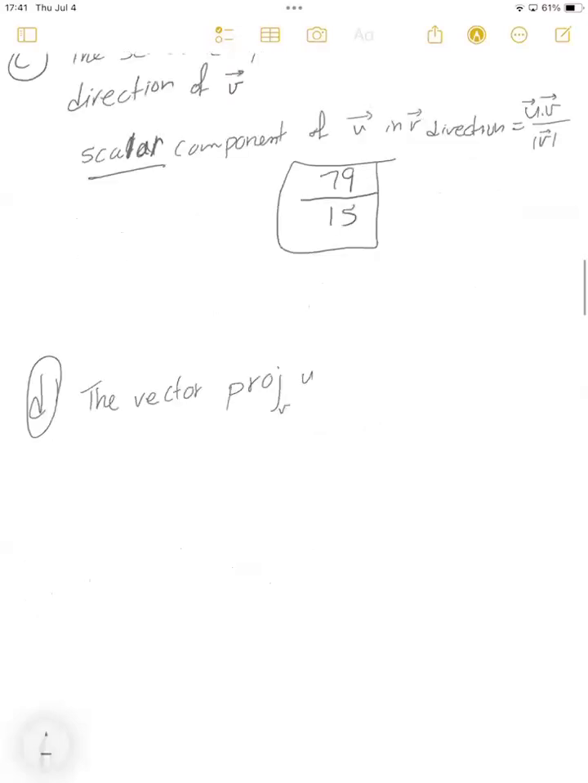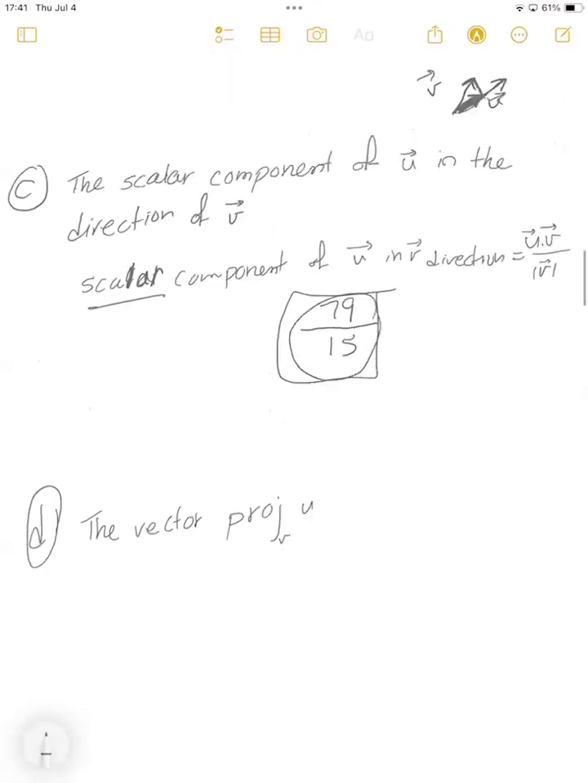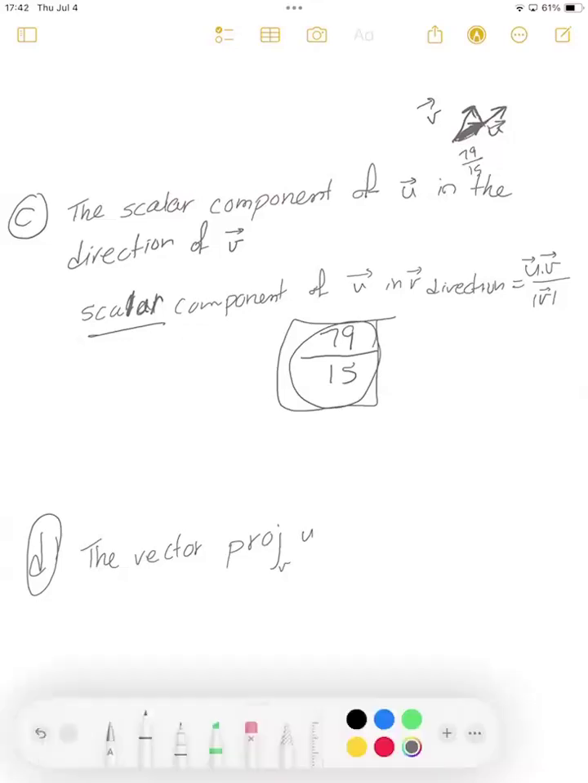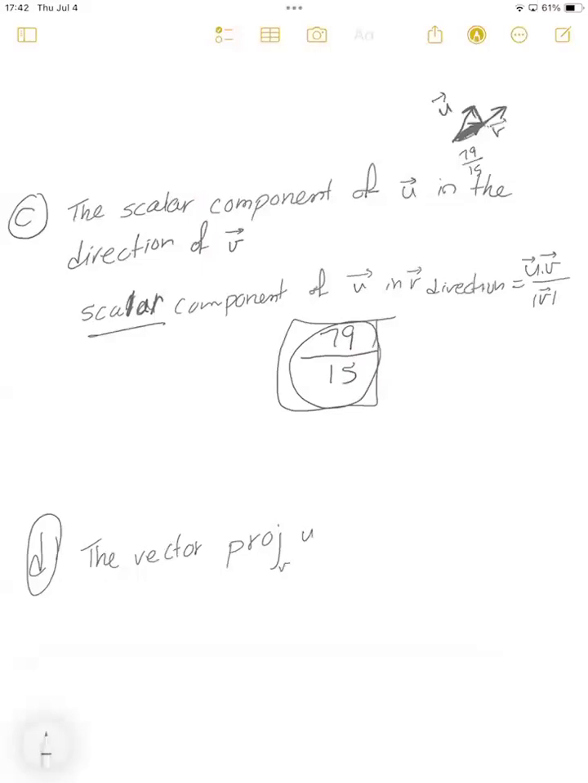The projection, now it says find the vector. So this is the scalar for this vector. So this vector's magnitude is 79 over 15. Actually, I should have relabeled them. This is because I'm doing u in v direction. So this is vector u, this is vector v. So anyways, that's what we have. Now it says find the vector. We want to find this vector.